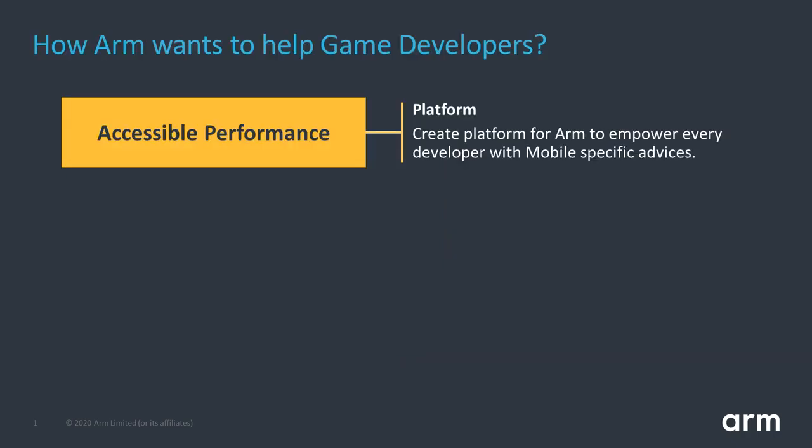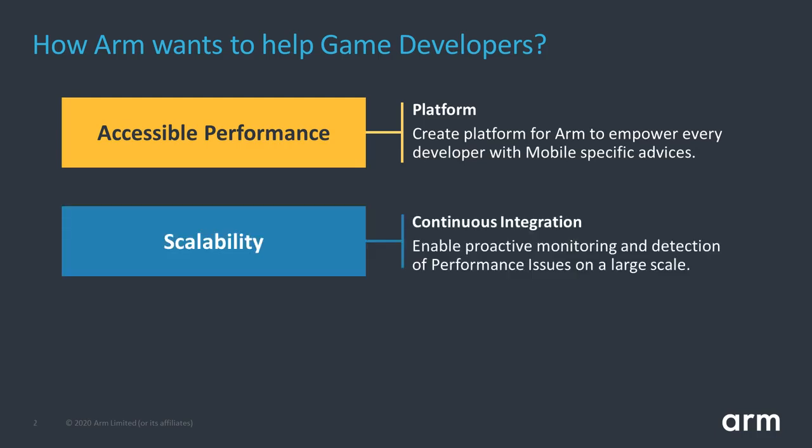Before we wrap up, I would like to give you a brief idea about ARM's strategy to help game developers. First of all, as a leader in mobile hardware technology, ARM would like to make performance accessible to every developer. We wanted to create a platform for us to reach out to developers, not just with our tools, but more importantly to spread the wealth of knowledge we have about our hardware. Secondly, we would like to provide a solution to organizations that are intending to proactively do performance analysis at a large scale, that is on a large number of devices and across a large number of developers.